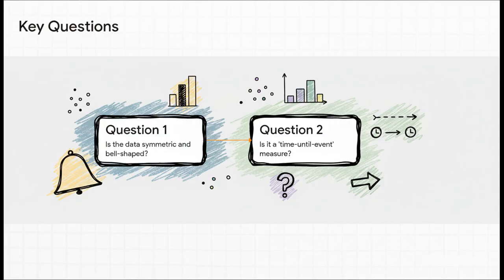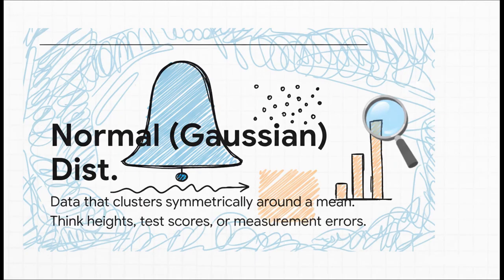First, just look at your data. Does it kind of cluster around an average in that classic symmetric bell-shaped curve? And second, are you specifically measuring the time until something happens? So if your data is bell-shaped, then you've likely found the most famous distribution of them all, the normal distribution, sometimes called the Gaussian. So many things in the world follow this pattern. Human heights, test scores, even tiny errors in scientific measurements. They all tend to bunch up symmetrically right around a central average.